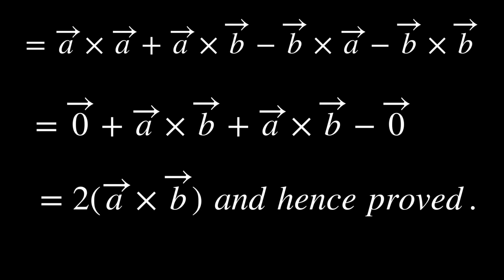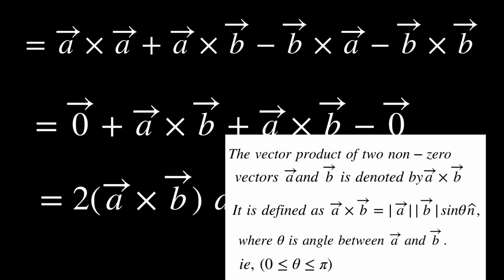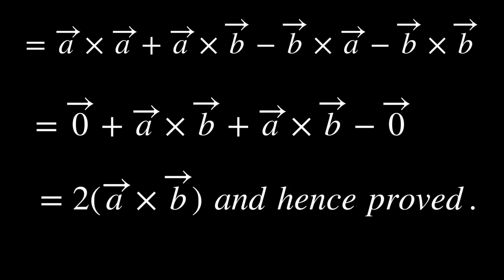vector B cross vector B, which is equal to 0 plus vector A cross vector B plus vector A cross vector B minus 0. Here vector A cross vector A as well as vector B cross vector B is 0, since the cross product of similar vectors is 0. Now on simplification of the above, we get 2 times A cross B and hence it is proved.